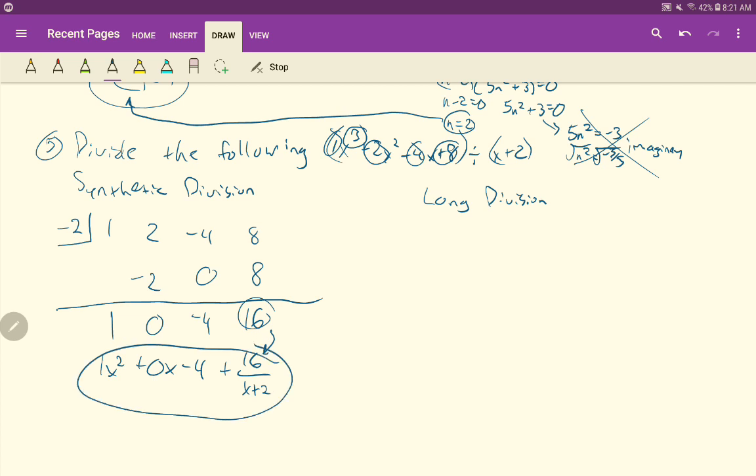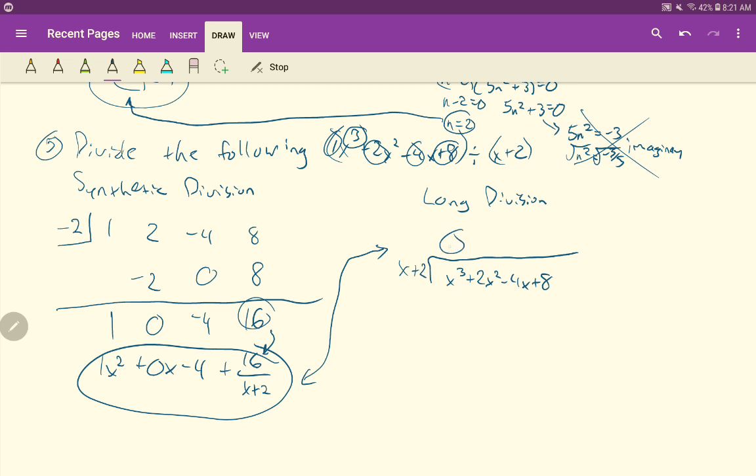Okay, for long division, we'll put the x plus 2 out front here, and we'll put the x to the third plus 2x squared minus 4x plus 8. And we should get the same answer that we got right here, so we'll see.